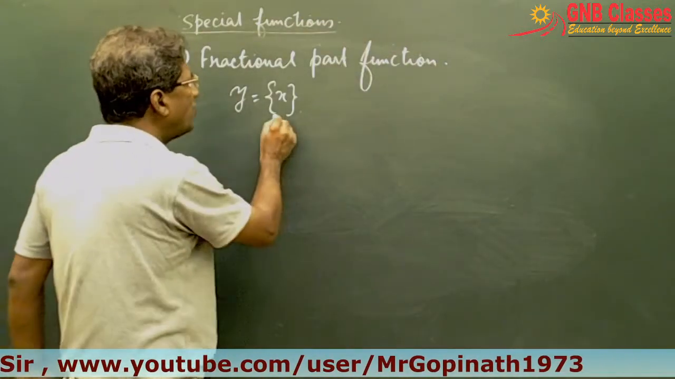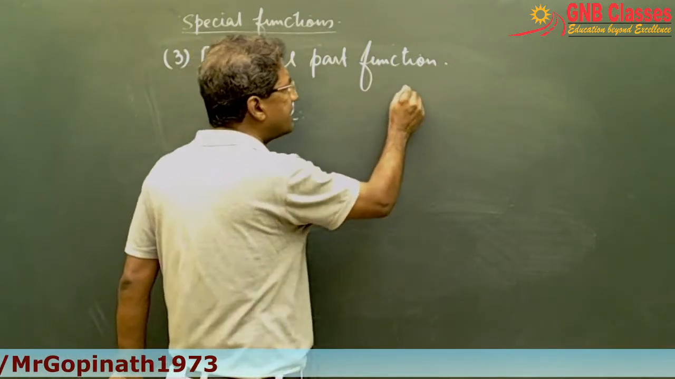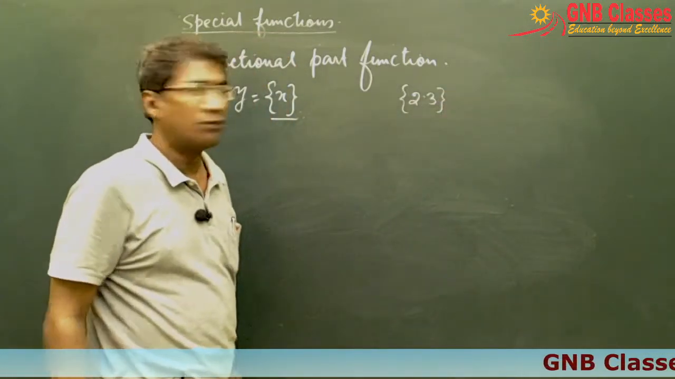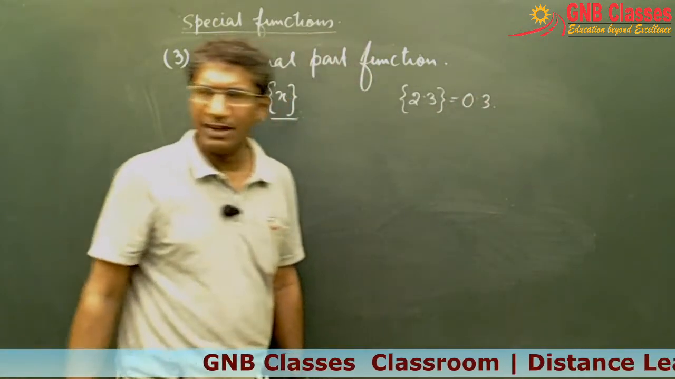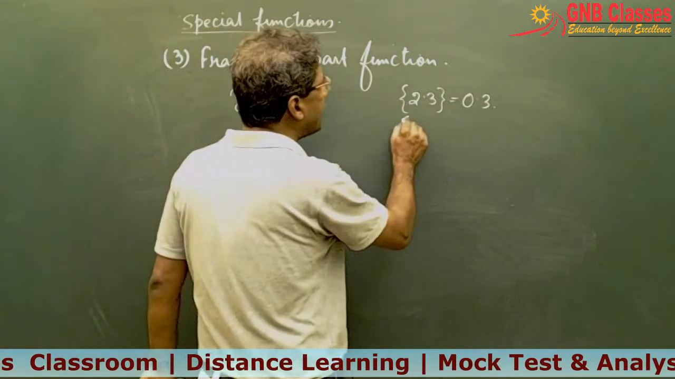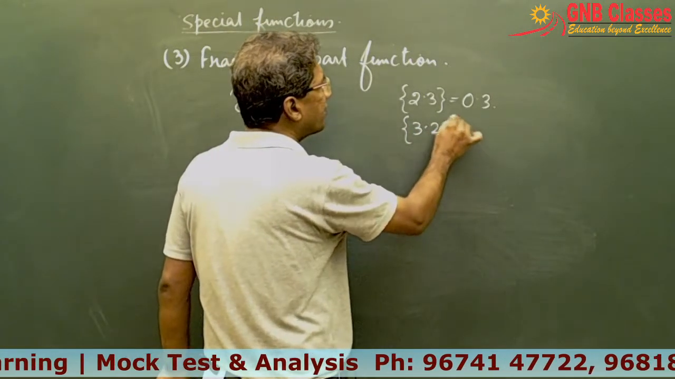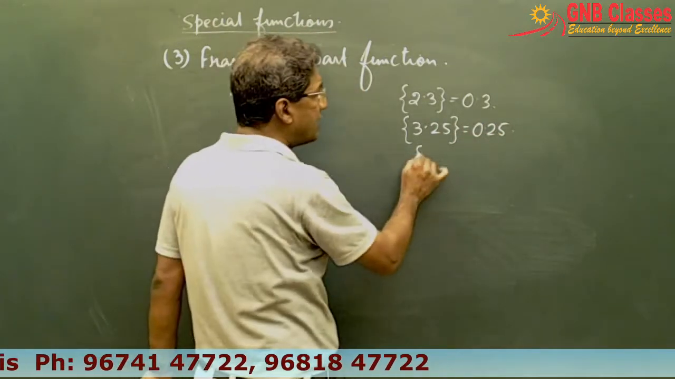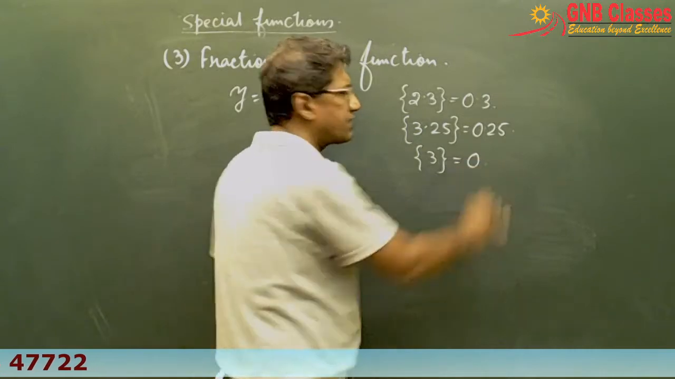Okay, what do you mean by fractional part function? Think about it. As the name implies, if I tell you what is the fractional part of 2.3, the fractional part of 2.3 is nothing but your 0.3. Tell me yes or no. Am I correct? So the fractional part of 2.3 is nothing but 0.3 only. Suppose I tell you, what is the fractional part of 3.25? You will say the fractional part is nothing but 0.25, right? If I tell you what is the fractional part of 3, is there any fractional part? No. So in that case your answer will be 0.